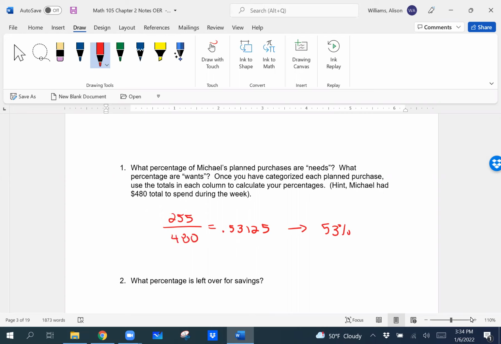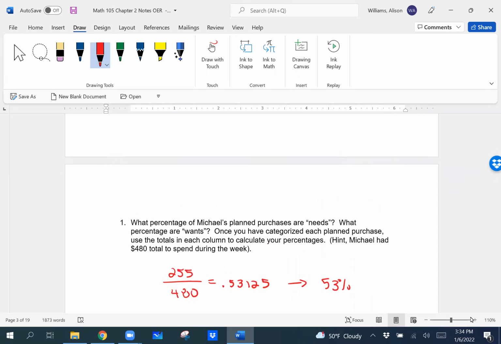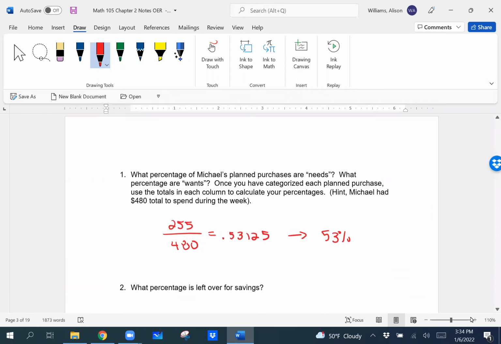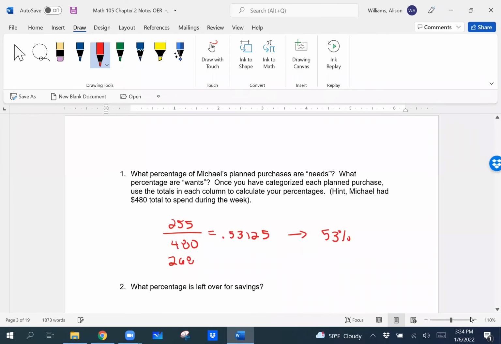All right. So that's his needs. Now for wants, his wants were, let's see, I got 268. So 268, should have given myself a little more space, divide by 480. Comes out to, here, I got 0.5833 repeating. Okay, which is 56%. Sorry, if I'm rounding it correctly, 56%. Okay, so 56% of his take-home pay would be considered wants.